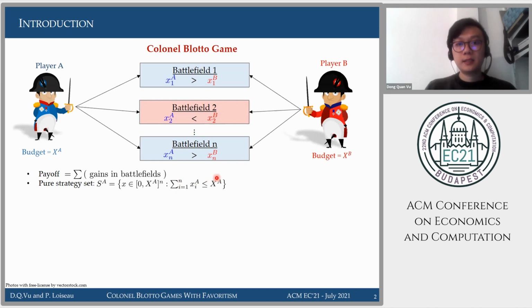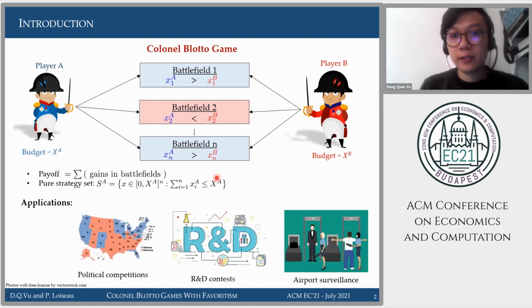So this game has a long history. And actually, it was first introduced exactly 100 years ago, with the original application in military logistics. That's why we have the name Colonel Blotto, and we have terminologies like battlefield and so on. After that, it was applied to a large range of other applications.